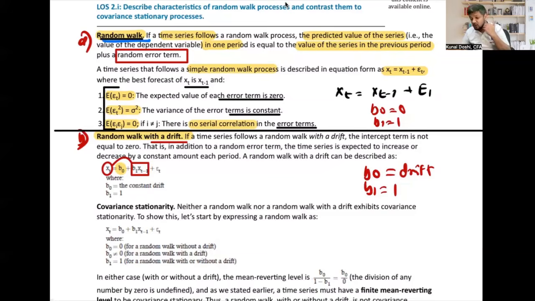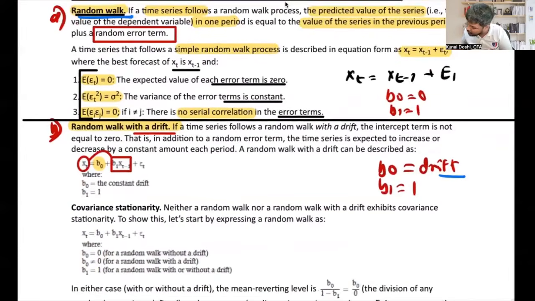But when I say random walk with drift, here I do have B0. B1 is of course 1. That means xt is equal to xt minus 1, right? The previous year value. However, there is something extra that is called the drift. So if a time series follows a random walk with a drift, the intercept term is not equal to 0, which was the case previously. Now it is not equal to 0, right? This is an addition to the random error term. The time series is expected to increase or decrease by a constant amount each period.